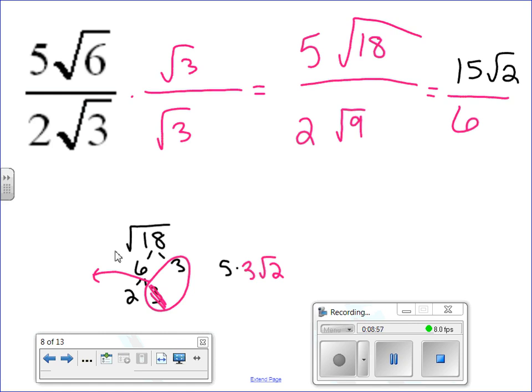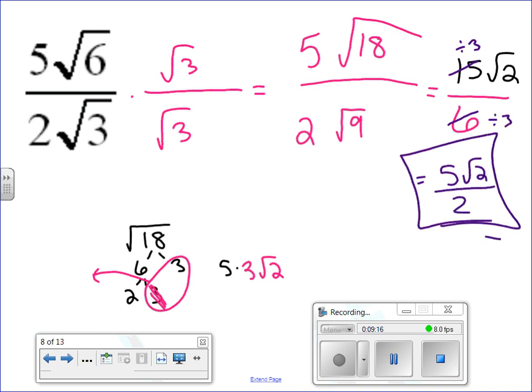So just think to yourself, yes or no, do you think we're done, or do you think we can simplify the fraction a little further? We actually can simplify the fraction down a little further. 15 and 6 are both divisible by 3. So 15 divided by 3 is 5. 6 divided by 3 is 2, and that is what your final, most simplified answer would be. And the denominator has been rationalized because there's no radicals in the bottom.